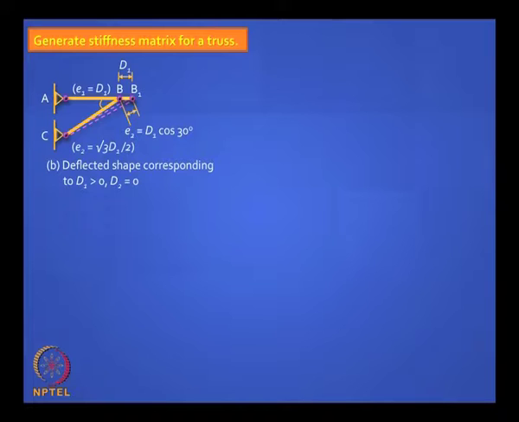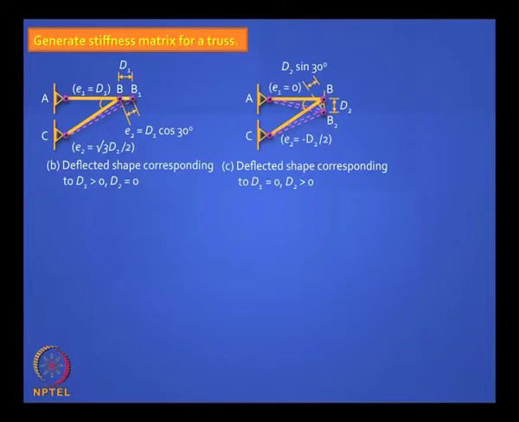Here is a 2-bar truss, it has 2 degrees of freedom. That joint B can move horizontally, it can move vertically, and the elongations E1 and E2 can be expressed in terms of D1 and D2. You can easily prove this. E1 is equal to D1 and E2 is equal to D2 cos 30 degrees. Okay.